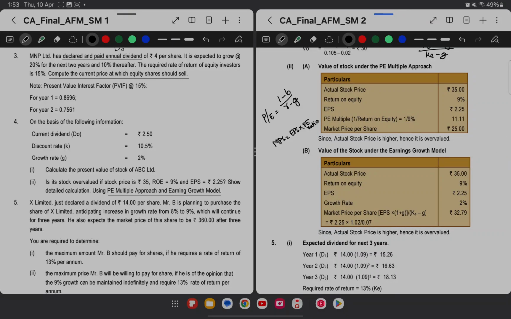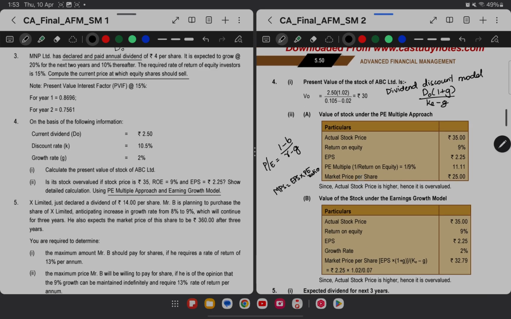Hi CA students, let's revise CA Final AFM Security Valuation Chapter 5 Practical Question 4. On the basis of the following information, current dividend D0 is given as 2.25, which is the dividend at the beginning of the year, the discount rate KE is given as 10.5%, and the growth rate G is given as 2%. They are asking us to calculate the present value of ABC Limited.